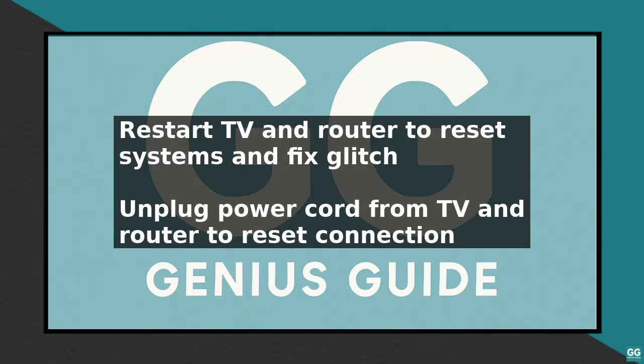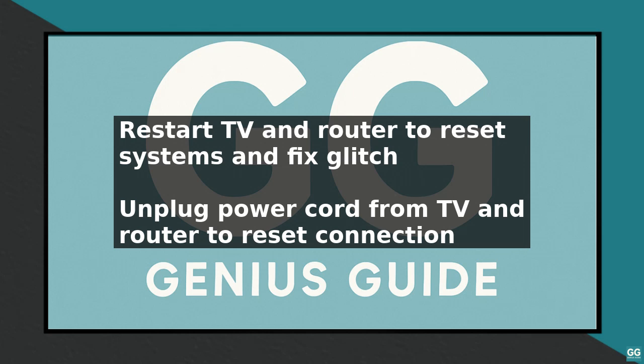How to fix the Samsung TV 152 error code. The Samsung TV 152 error code is a common issue that can occur on Samsung smart TVs. It indicates a problem with the TV's internet connection or firmware. To fix this error, follow these steps.